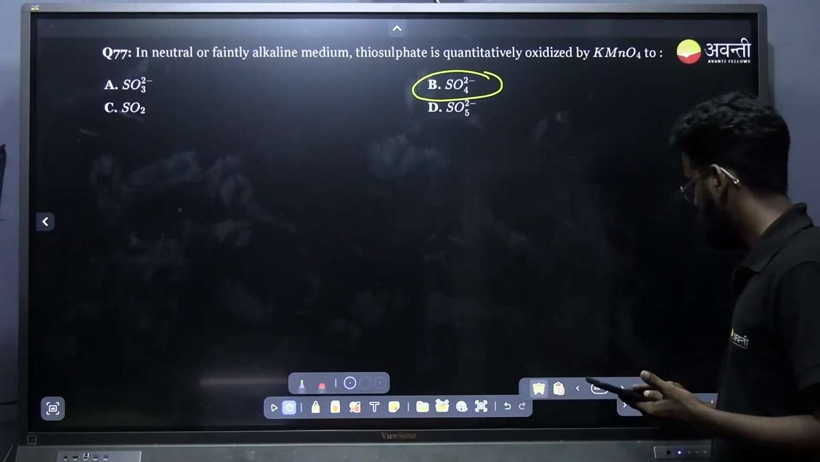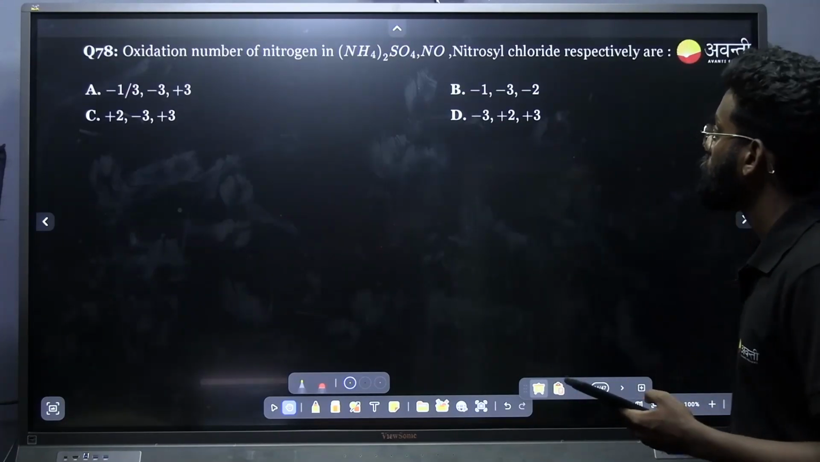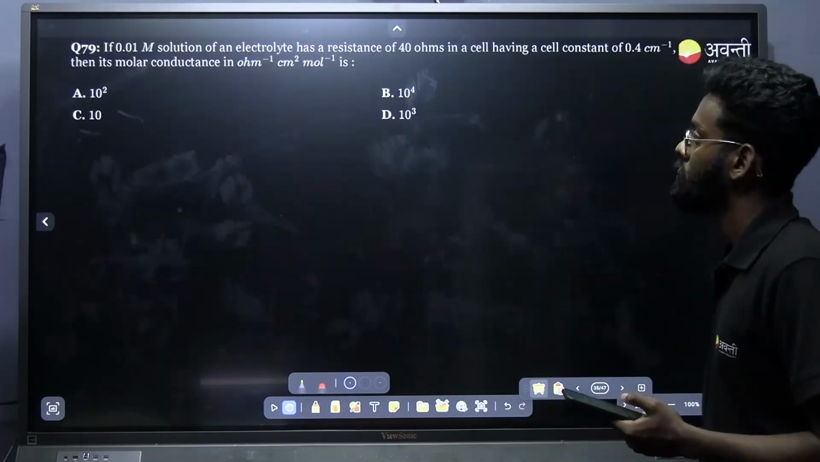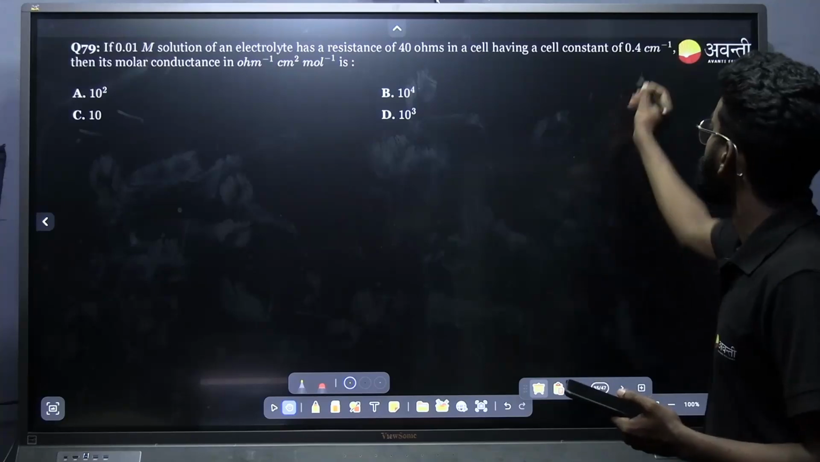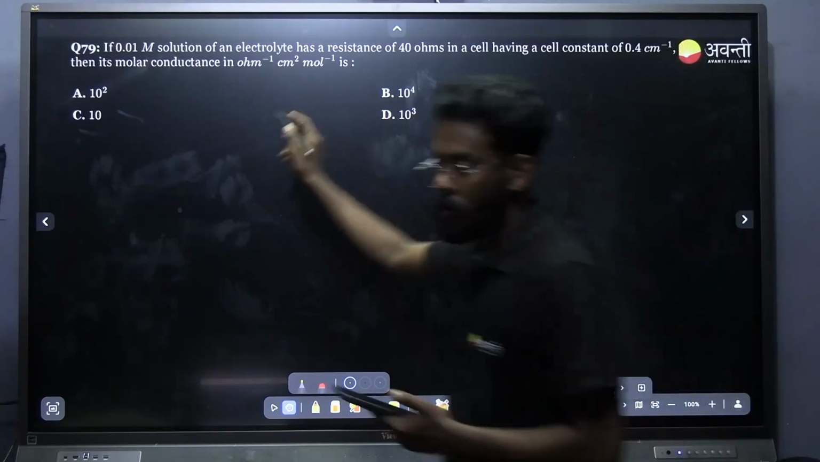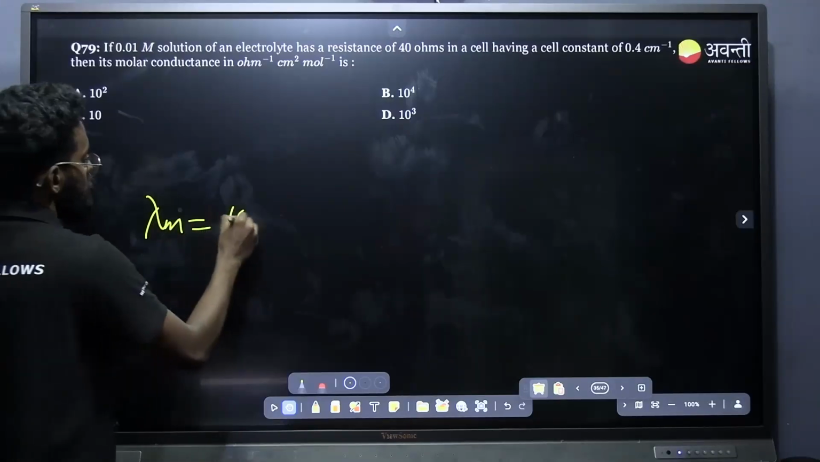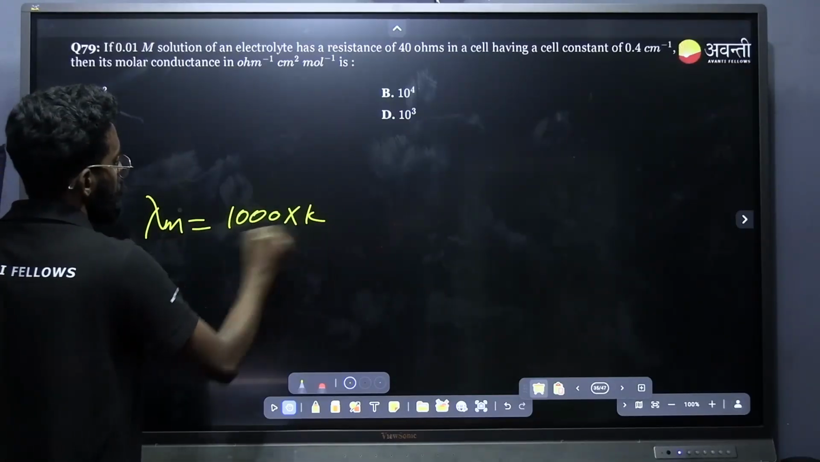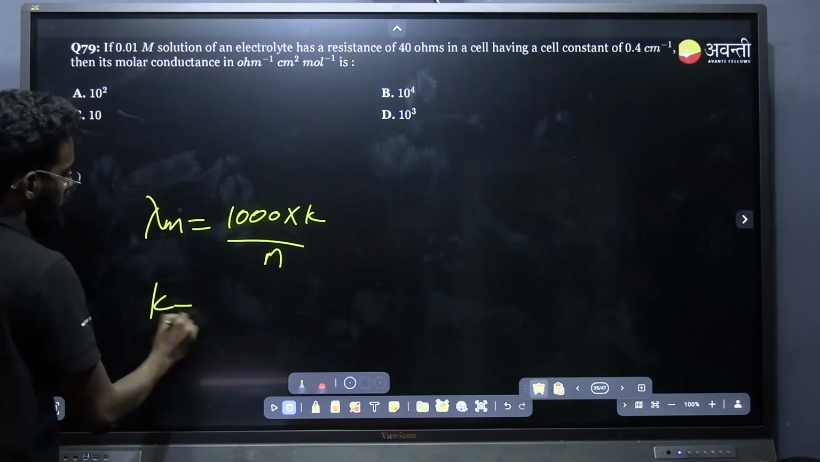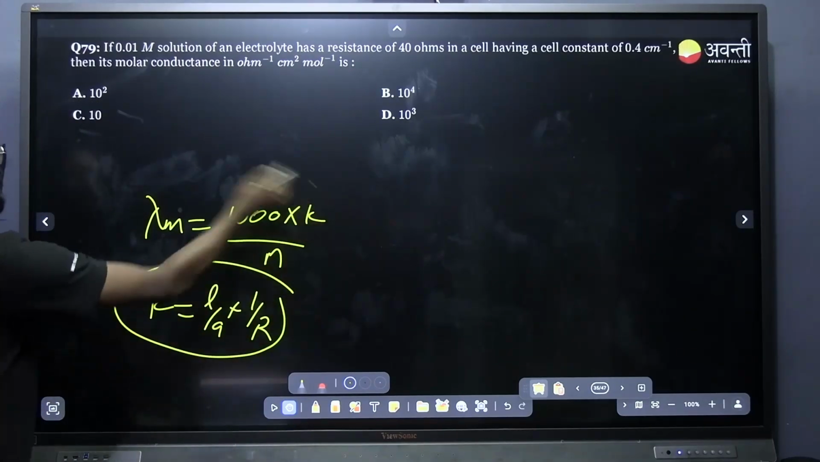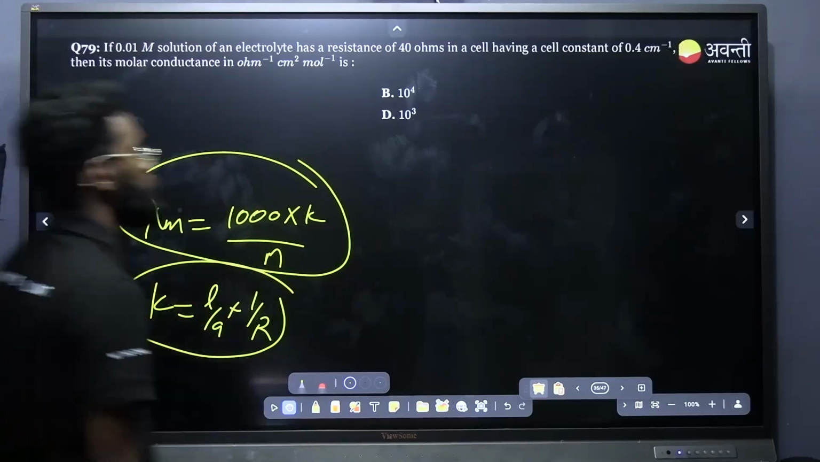Okay, now the next question you just see. Oxidation number calculation, you can also do it by yourself. Then this one, molar conductance. Just note down the equation: lambda m is equal to 1000 into k by M, in which k you can calculate by L by A into 1 by R. Everything is given in the question. From that you can find out the lambda m value.